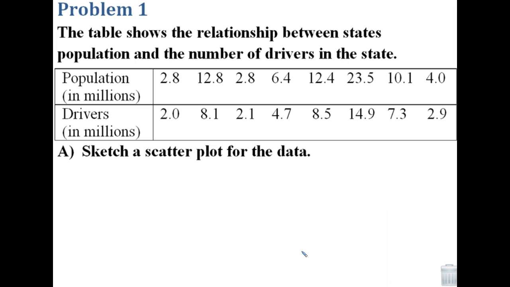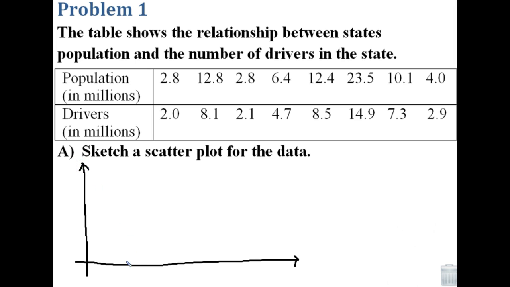So let's take a look at some questions we can answer using scatter plots. Problem 1 says the table shows the relationship between states' populations and the number of drivers in the state. So we have a table with populations in millions and drivers in millions. It'd be nice to compare the two because we'd expect the more people in the state, the more drivers we'd also have. Part A says just sketch a scatter plot for the data. We'll do a rough sketch here. We don't need to break out any graph paper or anything like that.